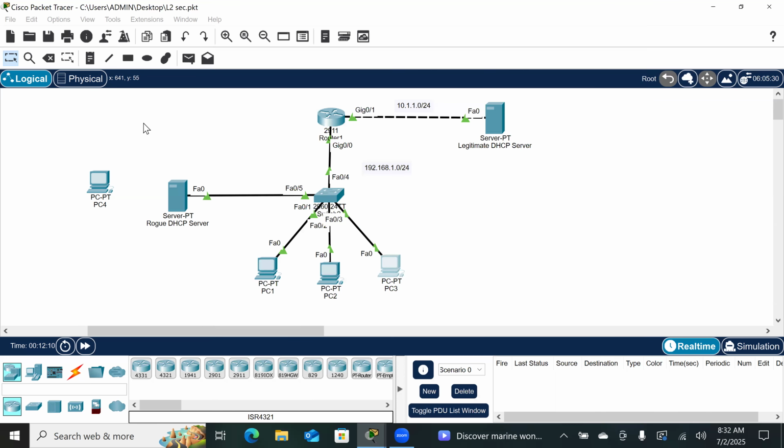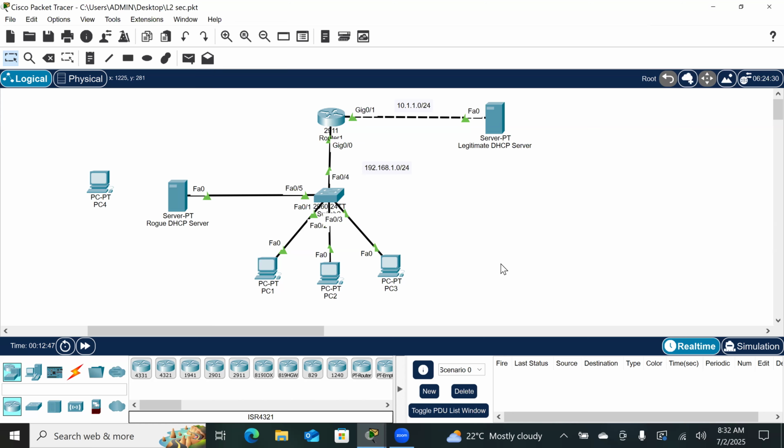Now what we have to do? We have to go to the interface which is connected to the legitimate DHCP server. But our legitimate DHCP server is in a different network. Then how to get the IP address? I think I told you, if the DHCP server is in a different network, which device do we have to make a relay agent? The router we have to make a relay agent.